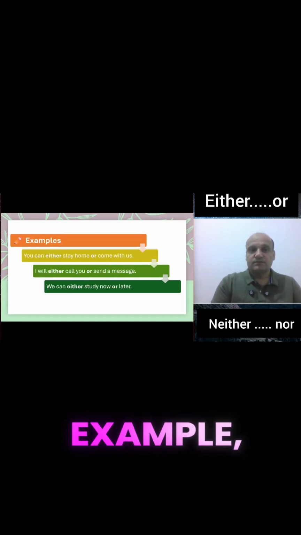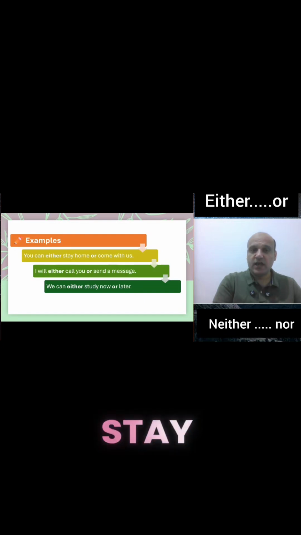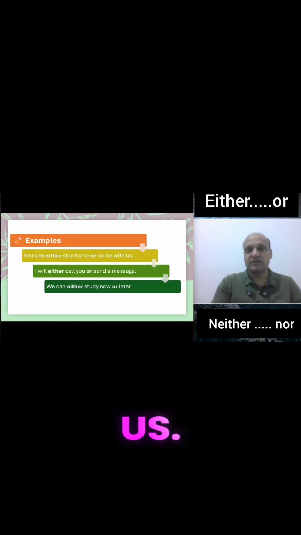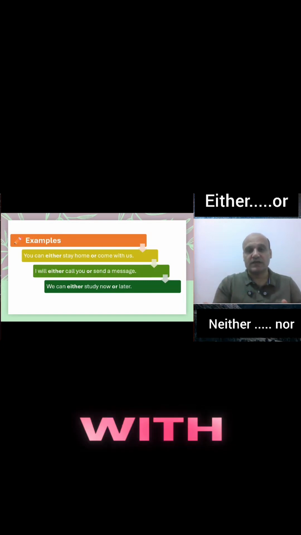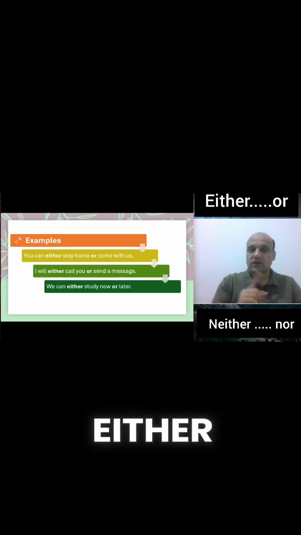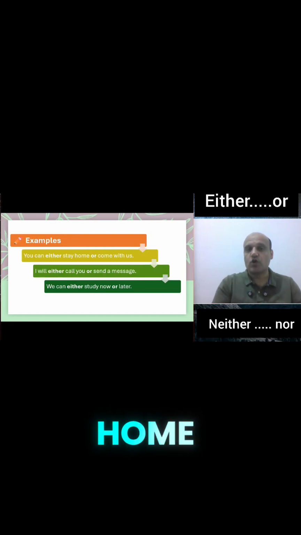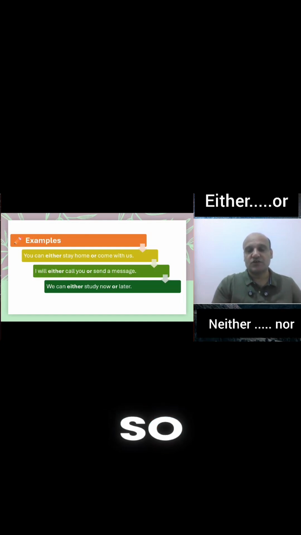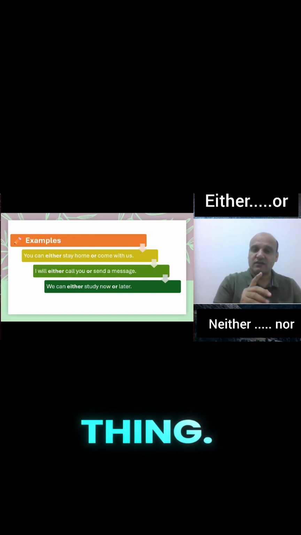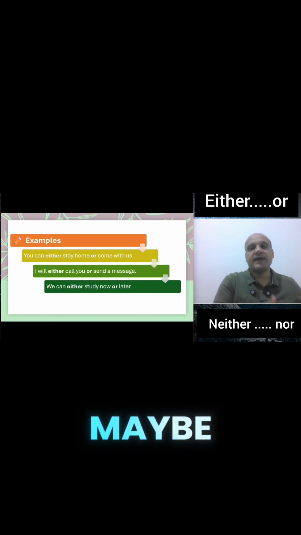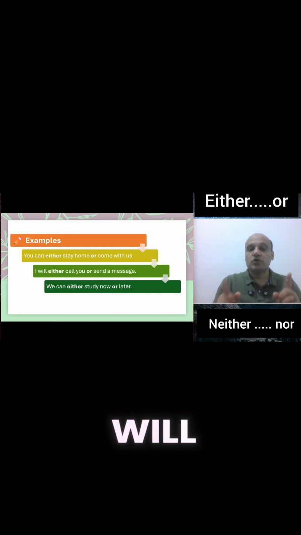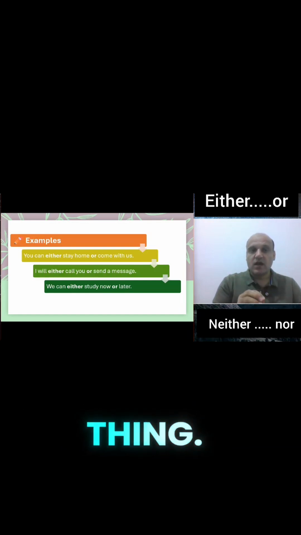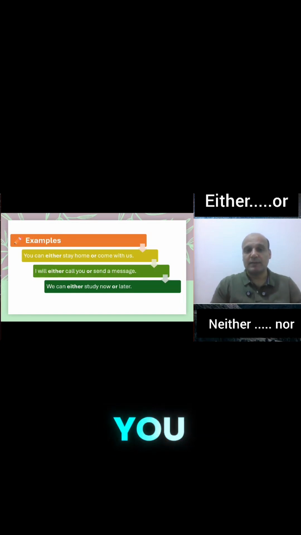For example, you can either stay home or come with us. So you have to choose. You want to stay home or you want to come with us. I will either call you or send a message. So I will do only one thing. Maybe I will call you, maybe I will send you a message. I will not do both of them, only one thing. I will either call you or send you a message.